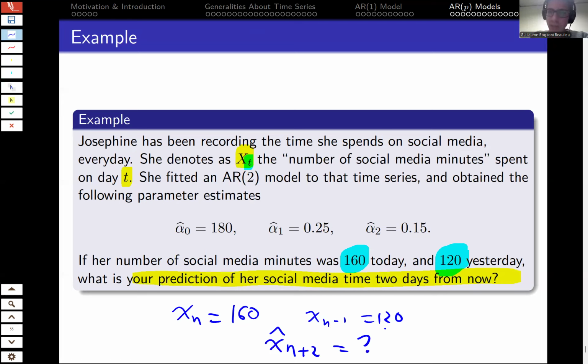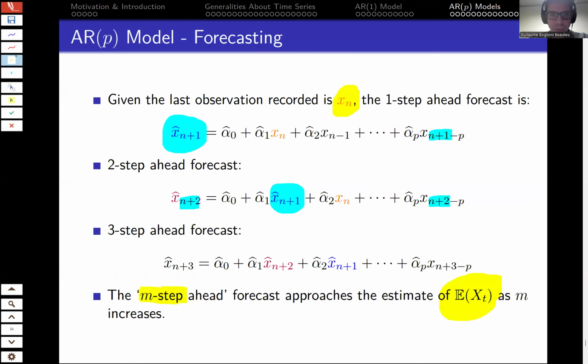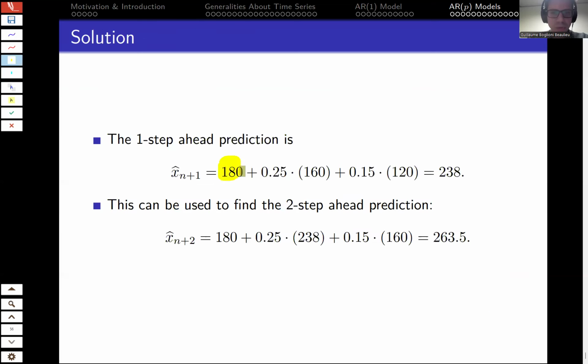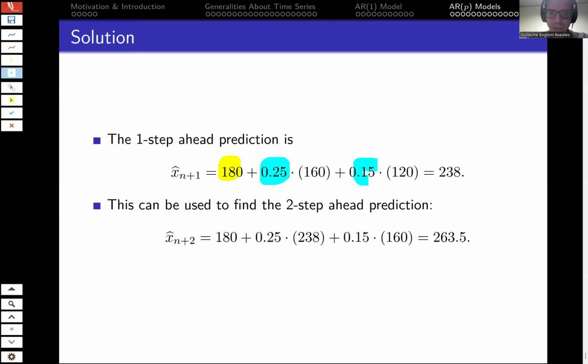Okay, so to get to x hat_{n+2}, we first need to find x hat_{n+1}. So x hat_{n+1}, we just follow the formula. We start with our alpha 0 and then alpha 1 times x_n. I remember it's 160. And then we add 0.15 times 120, the time she spent yesterday. This gives us our estimate for how many social media minutes she will spend tomorrow, 238.